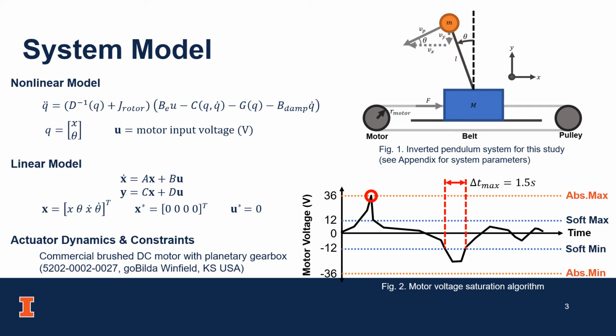The actuation input had an absolute limit of 36 volts with a soft limit of 12 volts, lasting a maximum of 1.5 seconds, since a short burst of overvoltage is allowed in real systems. We used an existing commercial brushed DC motor for the study.